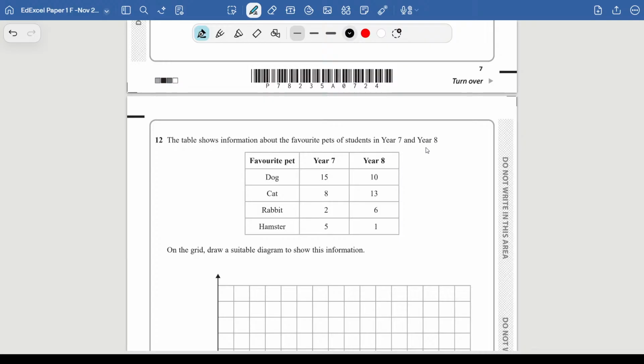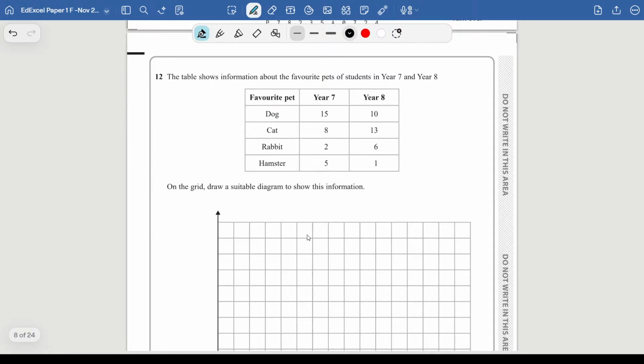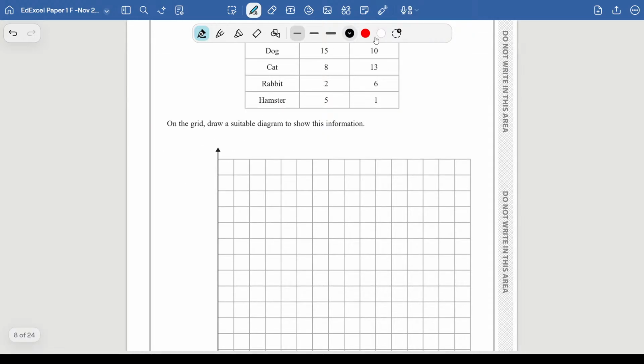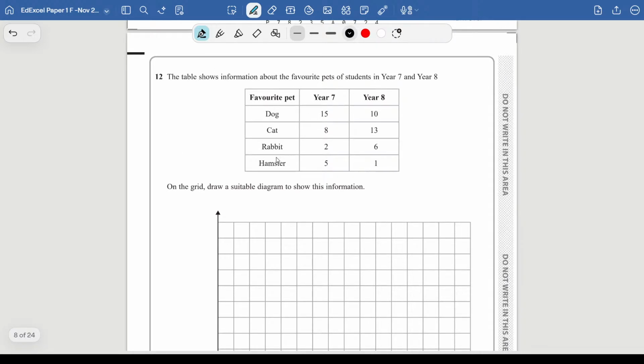The next question here is, the table shows information about the favorite pets of students in year 7 and 8. So these are the favorite pets for students for these 2 years. You need to draw a suitable diagram to show this information. So I'm going with a bar chart here because I have the animals, or the favorite pets, to be represented on the x-axis, and the number of students you can represent on the y-axis.